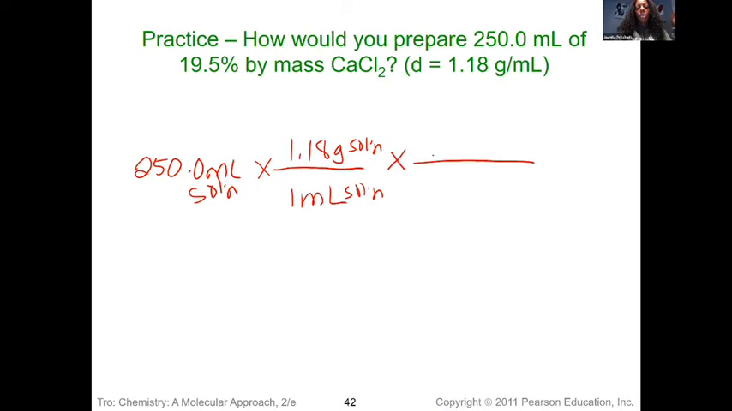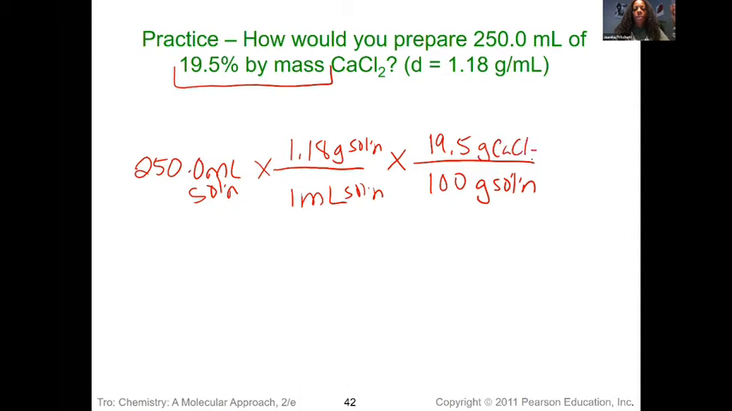Now this is where we would want to take our mass percent and rewrite it as a conversion factor to allow us to calculate what that mass would be. The fact that it's 19.5% by mass tells us it would be 19.5 grams of calcium chloride for every 100 grams of solution. So 100 grams of solution is to 19.5 grams of the calcium chloride, our solute. Okay, if you're struggling with doing these conversions and not sure where to put what units, go back to my videos from chapter 1 where I discuss dimensional analysis, or that given and find video, and that'll help you out.